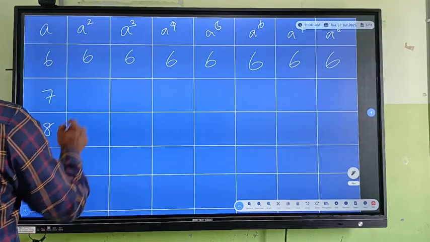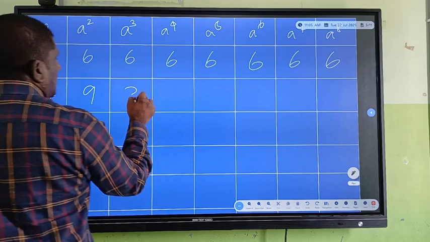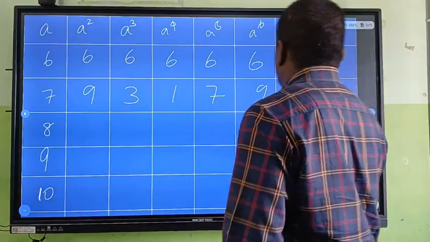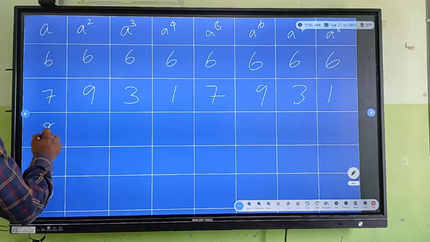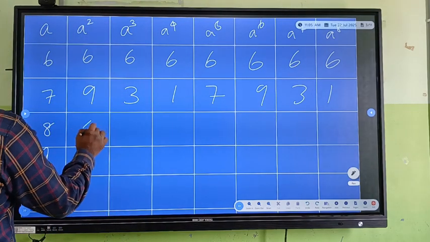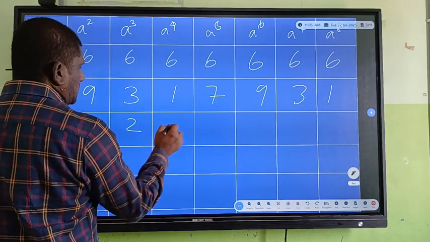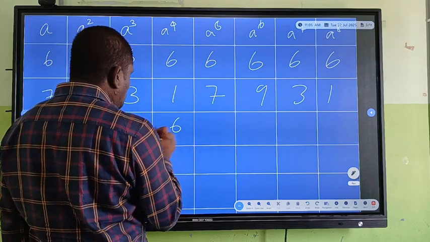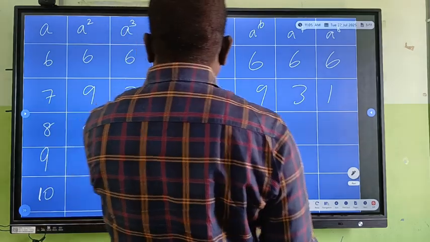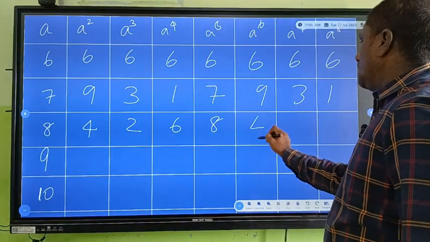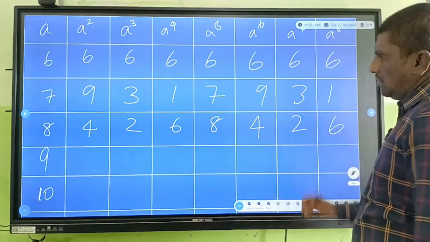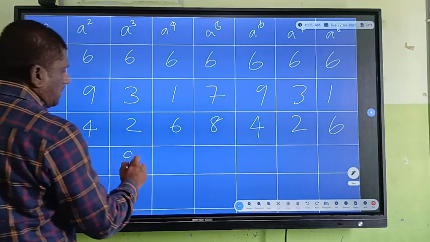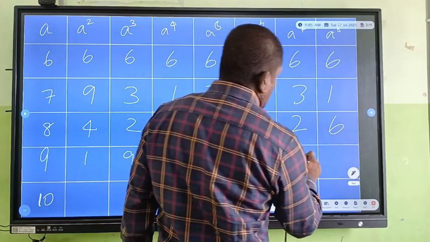Similarly for 7, it will become 9, then 3, then 1, and again 7. So 7, 9, 3, 1. This is how it happens. Again for 8, 8 into 8 is 64, 4 into 8 is 32, 2 into 8 is 16, 6 into 8 is 48. So after 4 numbers, 8 has come again. If I multiply again, it becomes 4, 2, 6. So again the cyclicity is 4. For the number 9, it is 81, then again 9, 1, 9, 1, 9, 1.